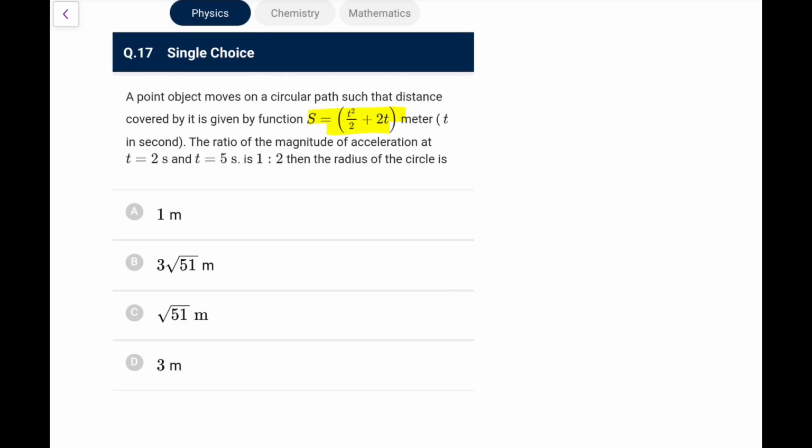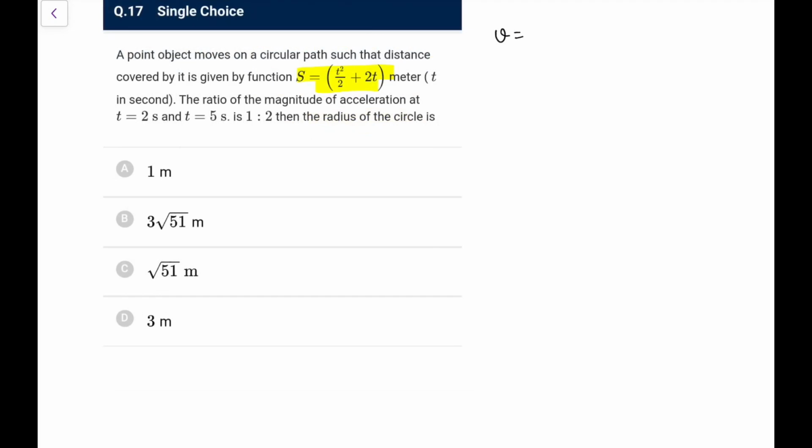Now the ratio of the magnitude of tangential acceleration to complete acceleration. First of all, this is distance. So velocity at any instant is ds by dt, speed, you can say, that would be t plus 2. So tangential acceleration at any point, that is dv by dt, simple speed derivative, that is 1. Now at t equal to 2 seconds, what would be a_c?